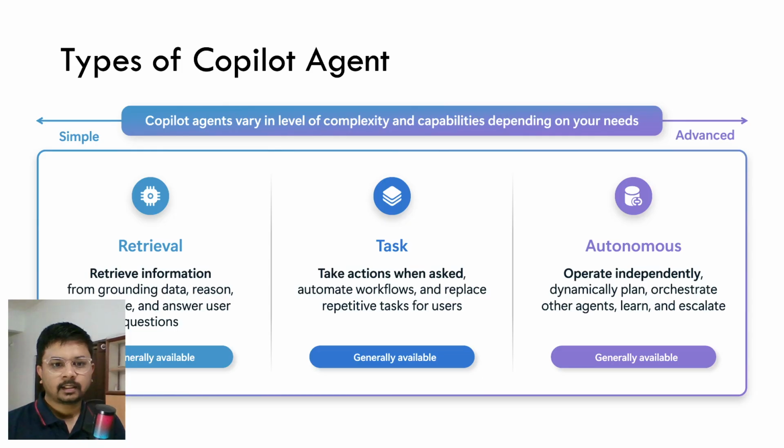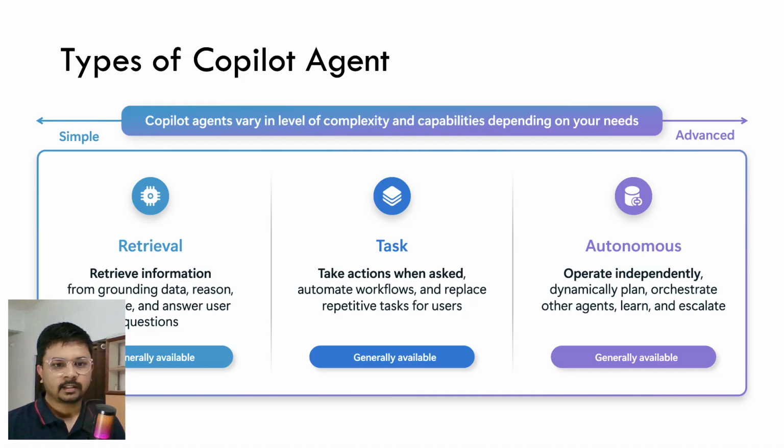Now these are the Copilot agent types. We have three types, from the simplest to the most advanced: retrieval, task, and autonomous agent. The retrieval agent is something you can think of as a Q&A chatbot. We just build an agent, provide a knowledge source, the user asks a question, and gets the answer. That's it. Only retrieving the information, not taking any action on behalf of the user or autonomously.